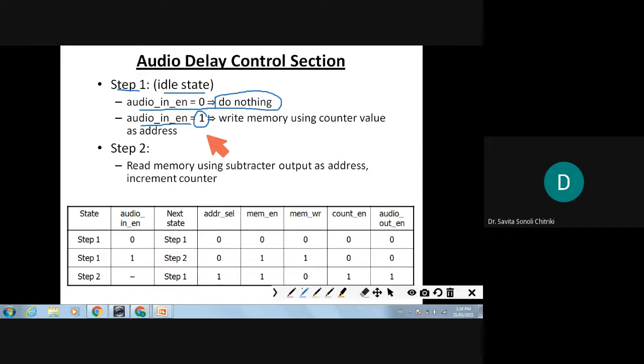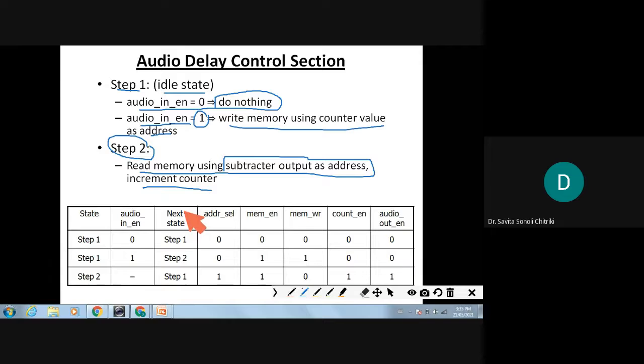Data will be stored in the memory. So write memory operation: storing the data into the memory using the counter value as address. The next, step 2: read the memory using the subtractor output as the address. Next, increment the counter. So how do you write?